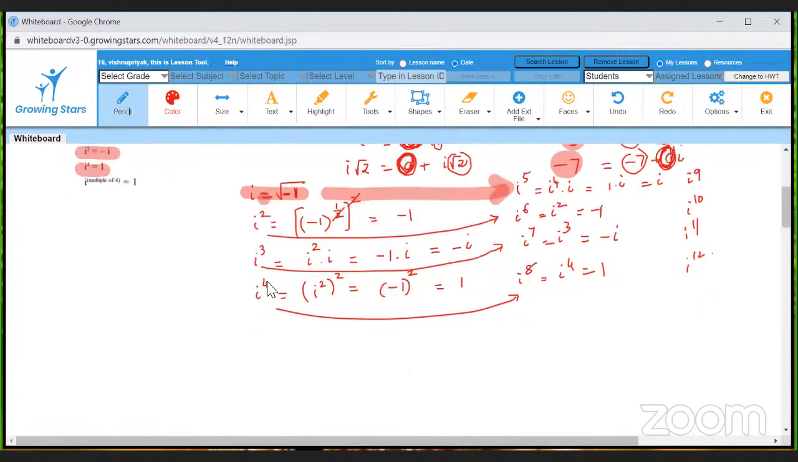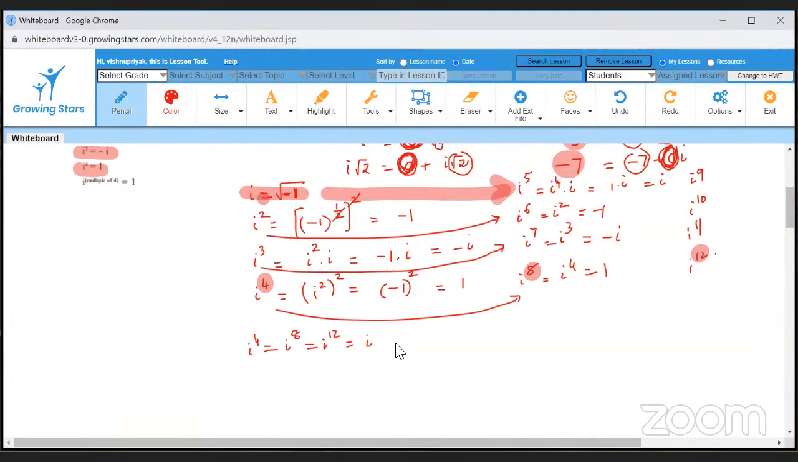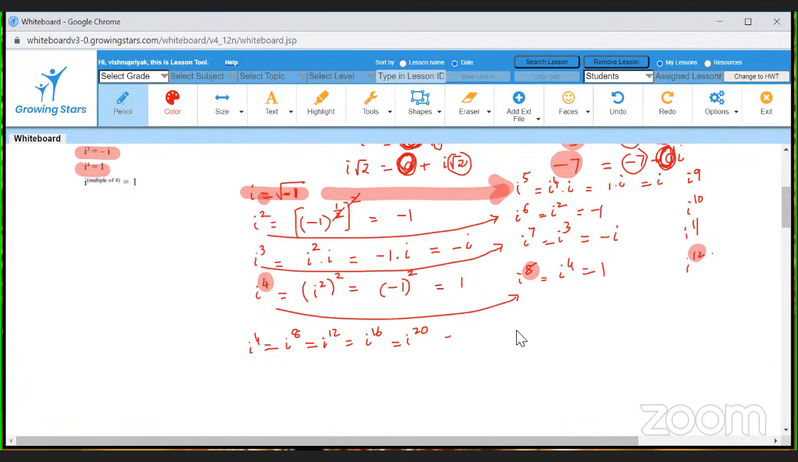So remember, if the powers are multiples of 4, they will be equal to 1. i power 4, 4 2s are 8, 4 3s are 12, 4 4s are 16, 4 5s are 20. All these will be equal to 1. In short, you can remember like this.